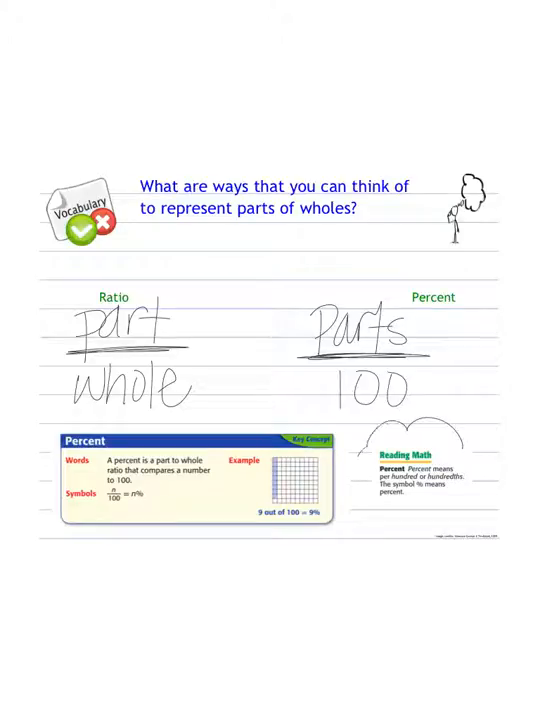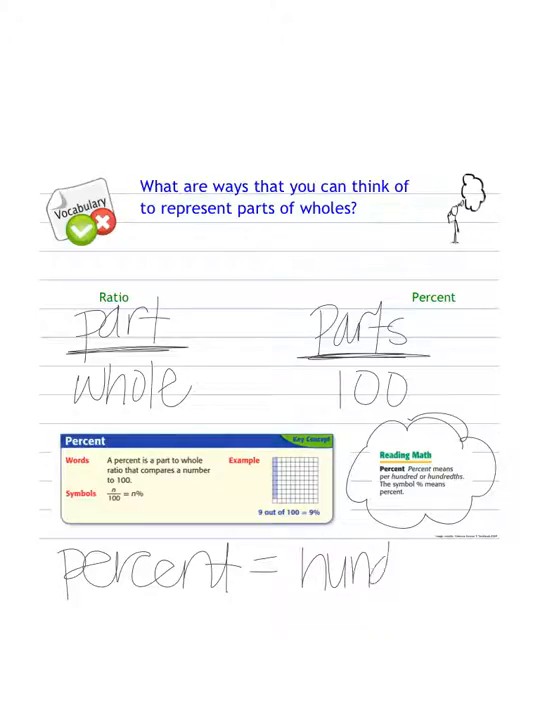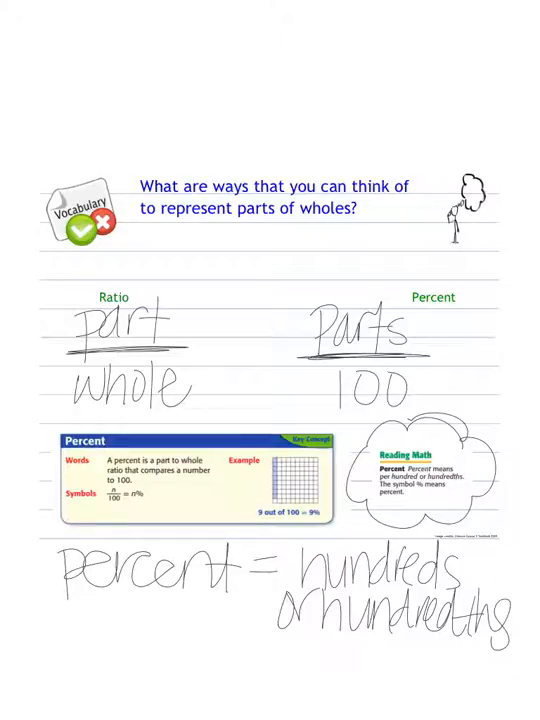A percent means that it is out of 100, like we just said, or hundredths. So percent equals, we would say hundreds or hundredths. A percent is a part to a whole ratio that compares a number to 100. And n out of 100 is n%. So any number over 100 is that number with a percentage.